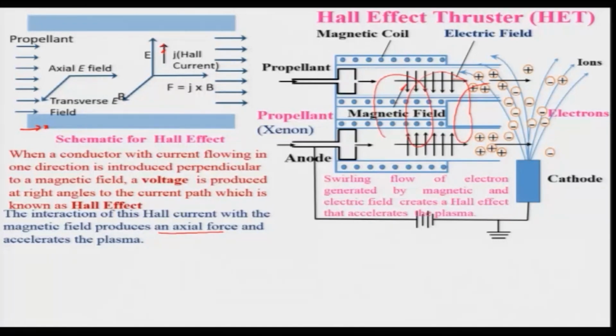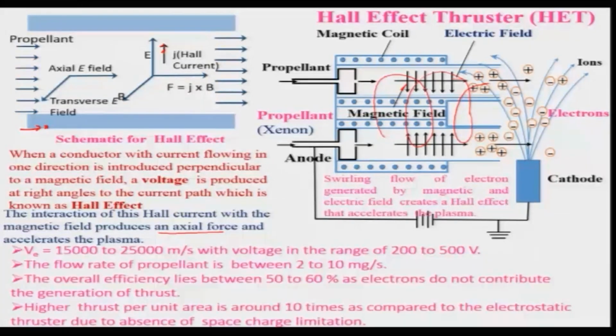Of course, electrons and ions are produced, and there is no nozzle in this case as in the chemical or the electrothermal rocket engines. So, a very high exit velocity one can achieve, that is in the range of 15,000 to 25,000 with the voltage in the range of 200 to 500 volts. That is the beauty of this Hall effect thruster as compared to other electromagnetic thrusters. The flow rate of propellant is between 2 to 10 milligrams per second, which is very, very low.